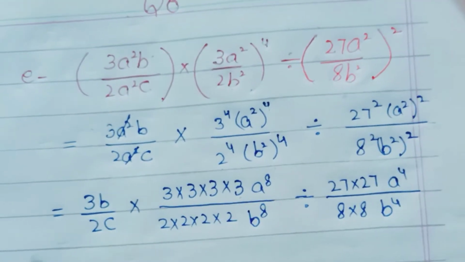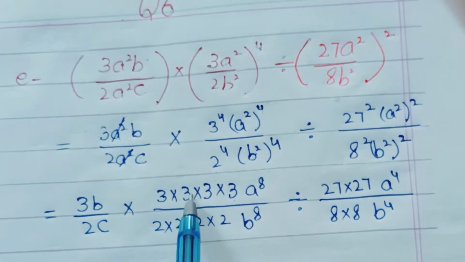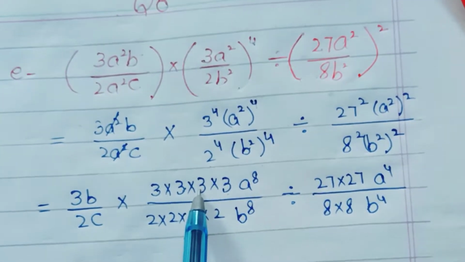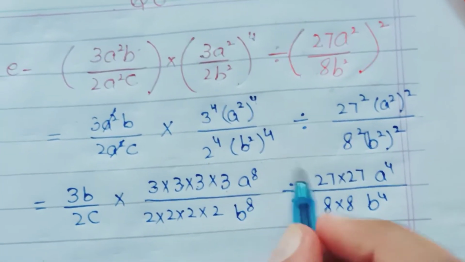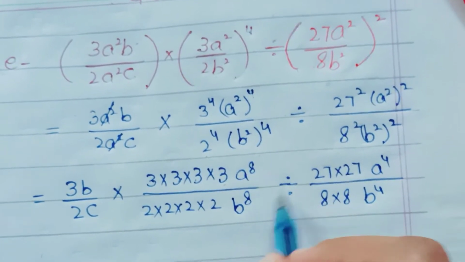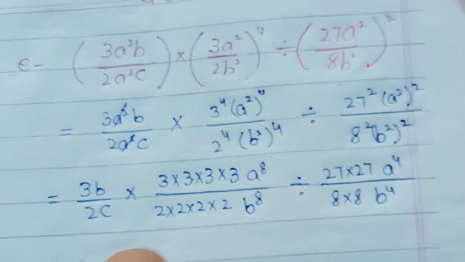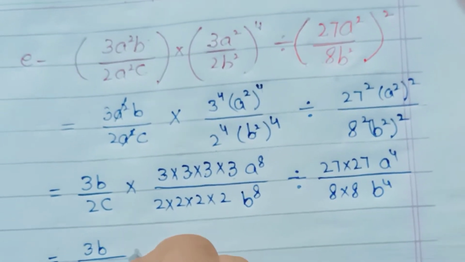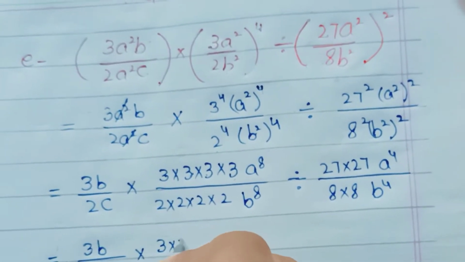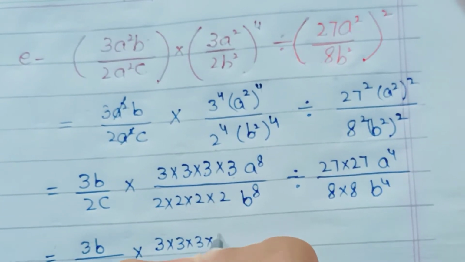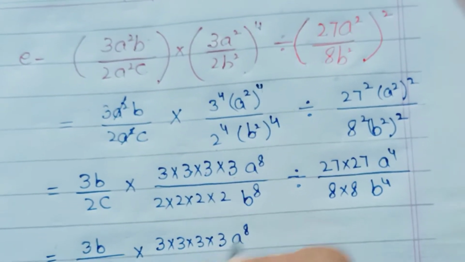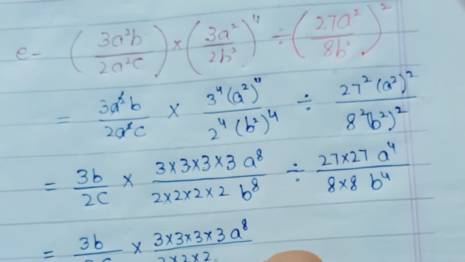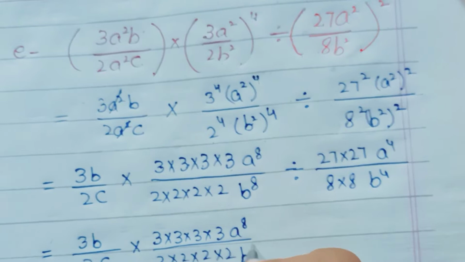So here 3 3s are 9, 9 3s are 27. Firstly we will solve this one division sign. 3b over 2c multiply by 3 multiply by 3 multiply by 3 multiply by 3, a raised to power 8 over 2 multiply by 2 multiply by 2 multiply by 2, b raised to power 8.